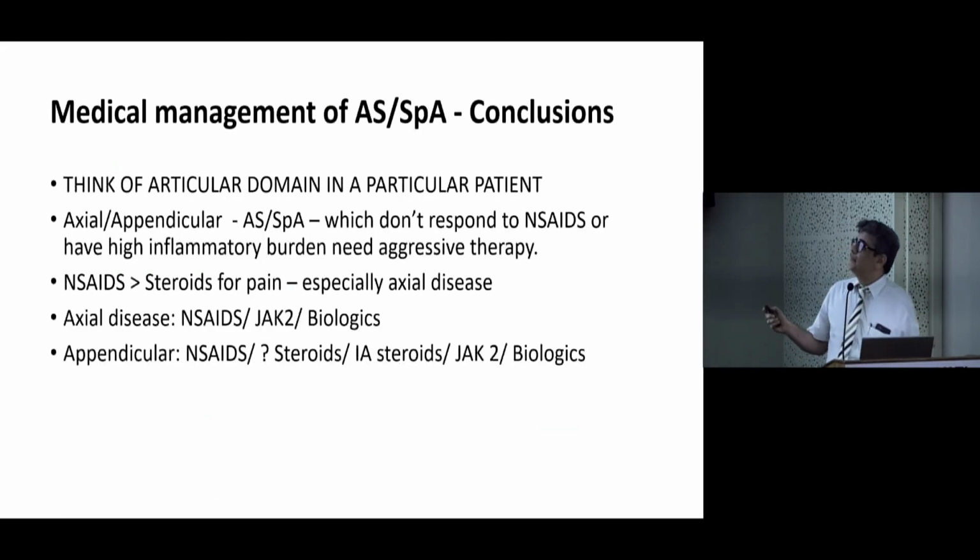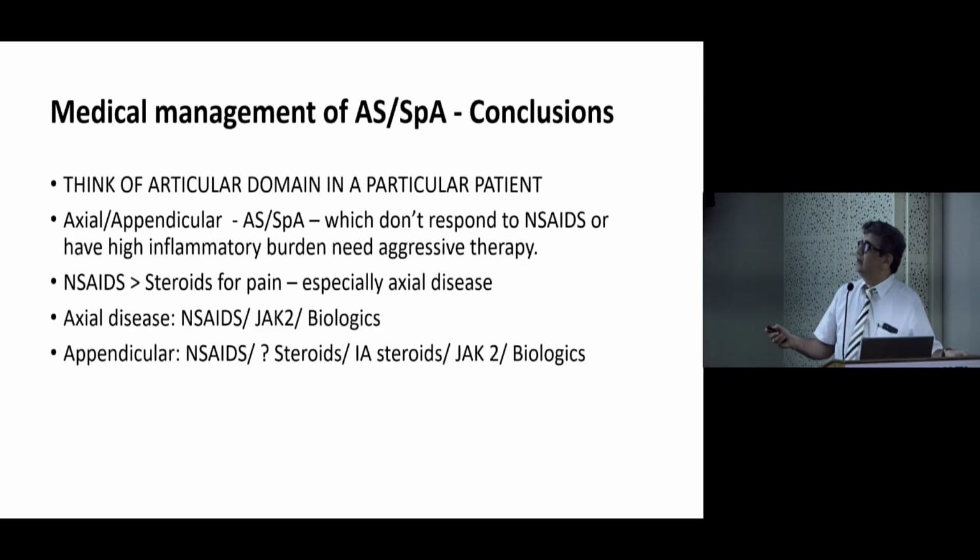So medical management, the conclusions are, think of the articular domain in a particular patient. I think that's something new that we are doing, and we don't hesitate to get MRIs done of a particular part. Supposing an ankylosing spondylitis patient has come with a shoulder, I get an MRI done. I know that I can start medications without it, but that gives me a better idea whether it's enthesitis, just synovitis, what is happening there, which drug would give him better results.